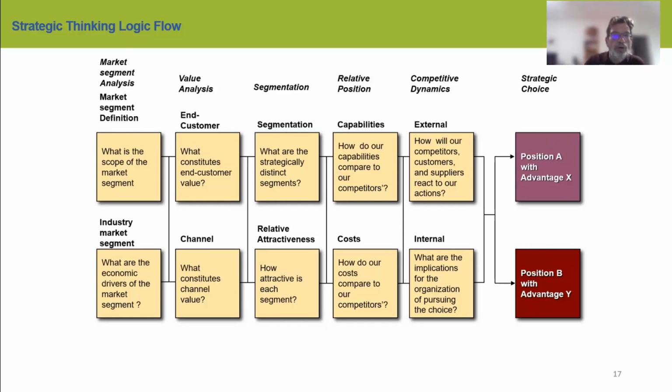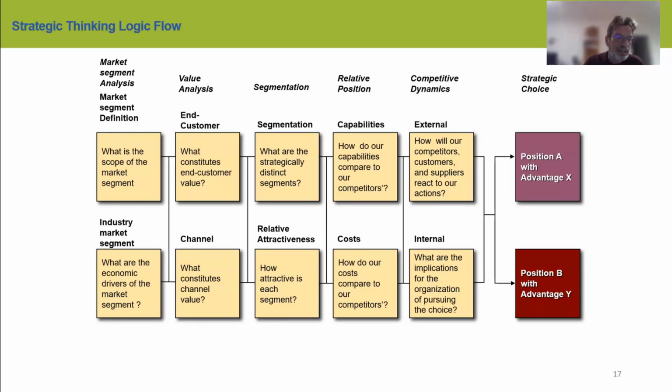The segmentation: what are the strategically distinct segments? How attractive is each segment? Because we have the market segment, but maybe in the market we may choose completely different segments, which also have different attractiveness and importance. The relative position is the capabilities. How do our capabilities compare to our competitors?